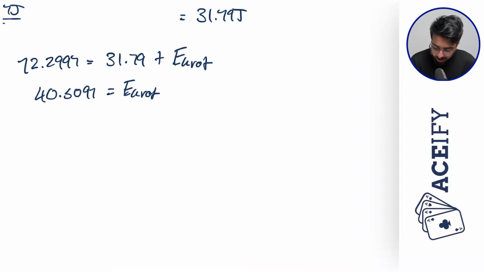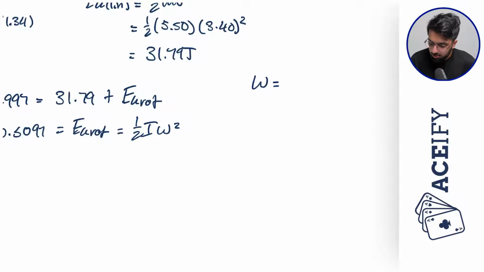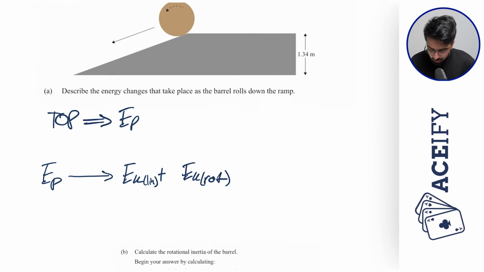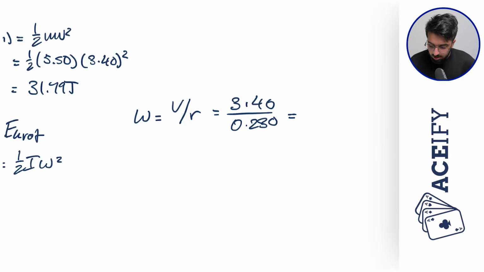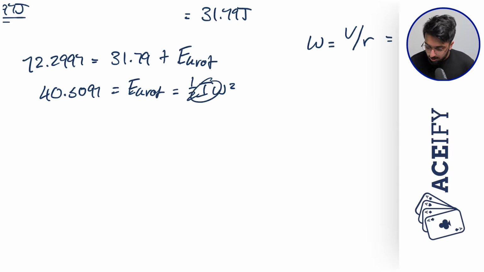And we know that our rotational kinetic energy is half I omega squared, and we should also know that our omega is equal to our velocity all over our radius, and we have a velocity of 3.4 and our radius of 0.28. Okay, that gives us an omega of 12.42, okay, radians per second. And so now we can just rearrange for I, and we should get the answer.